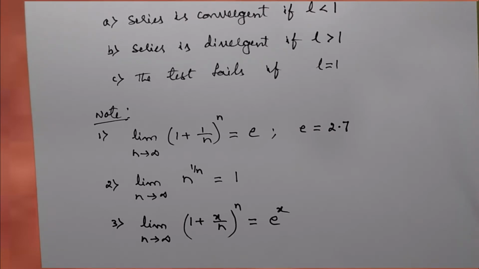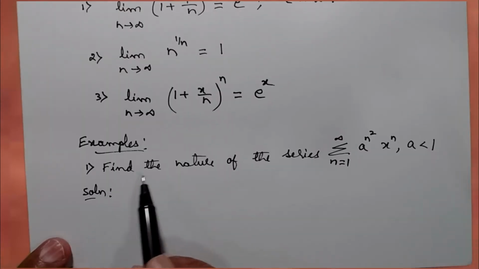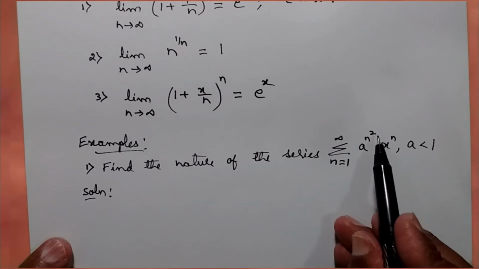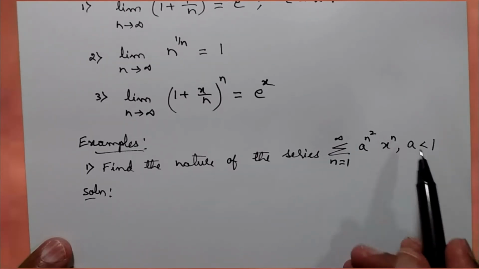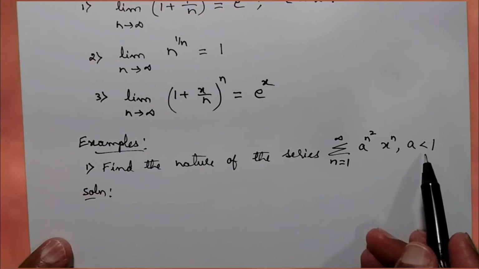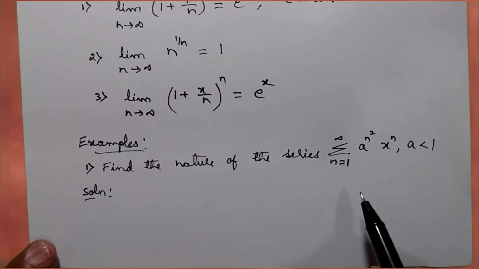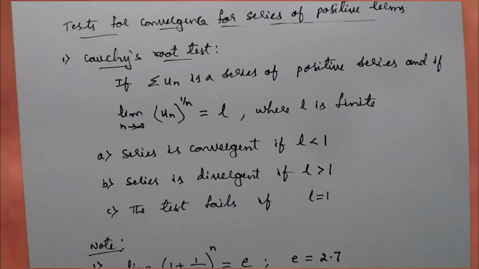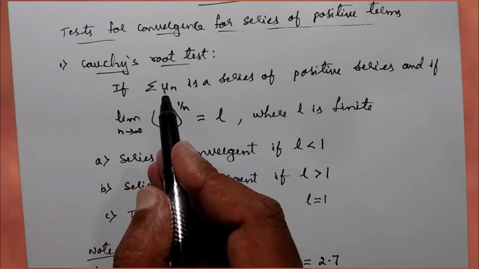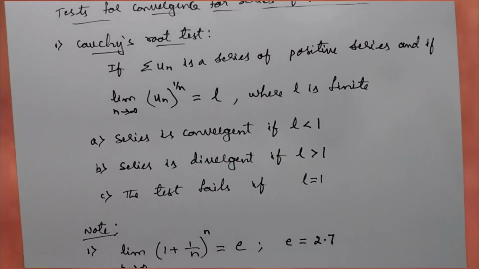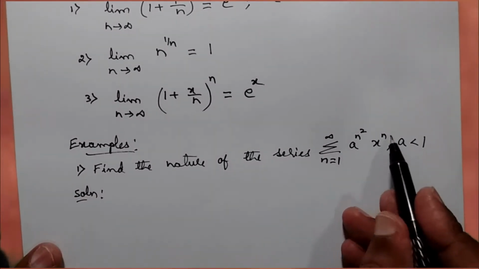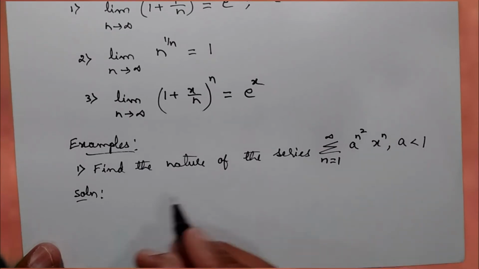These are a few of the important results that you have to remember. So let us take a few examples based on Cauchy's root test. The first question: find the nature of the series summation n equals 1 to infinity of a to the power of n square into x to the power of n, where the value of a is less than 1. We'll use Cauchy's root test. In the test, the series is summation of un, so whatever value is inside the summation is taken as un.